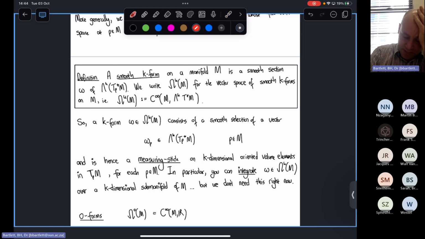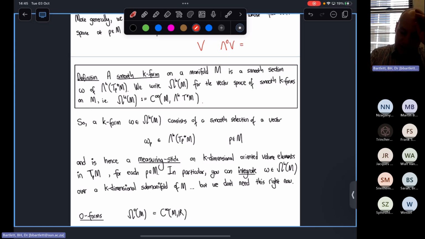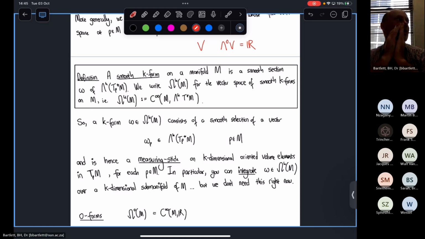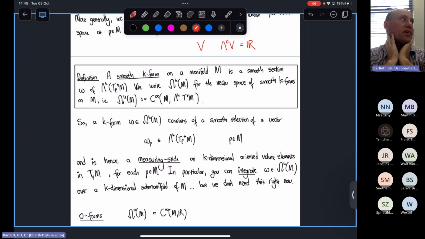So I've got a vector space V, and I have to talk about the zeroth exterior power of V. You work through the definitions. Remember, we had the tensor algebra and everything, but at the end of the day, this is just R. Okay. So zero forms is just smooth maps from M into R. So zero forms is just smooth functions on the manifold.